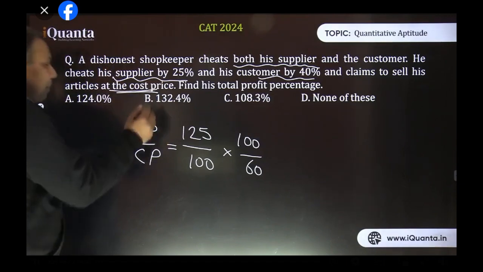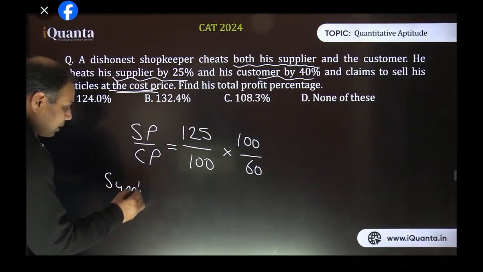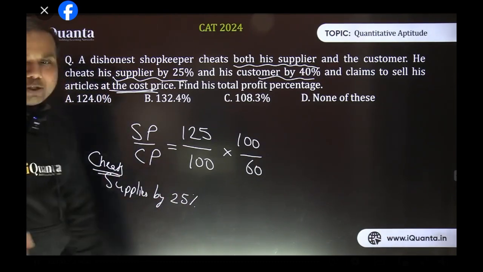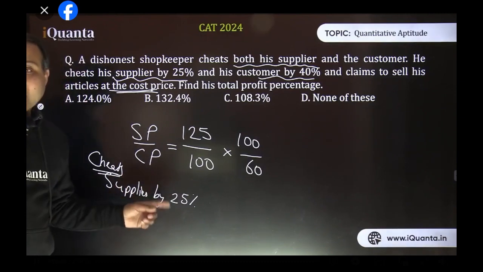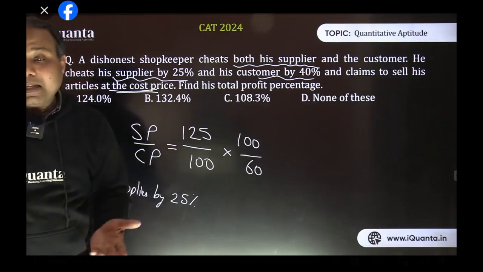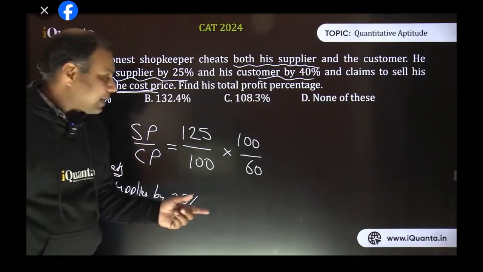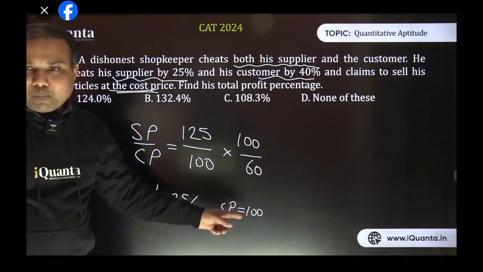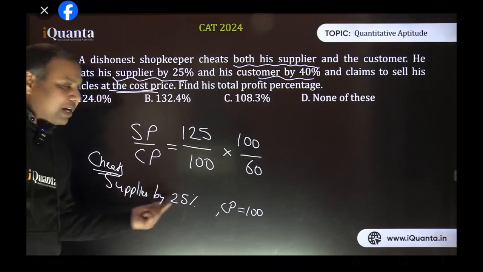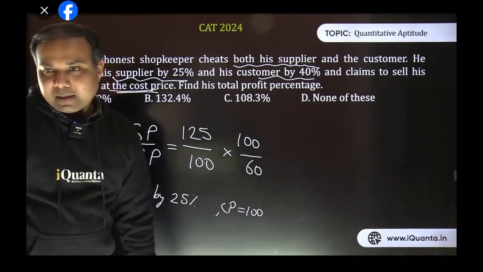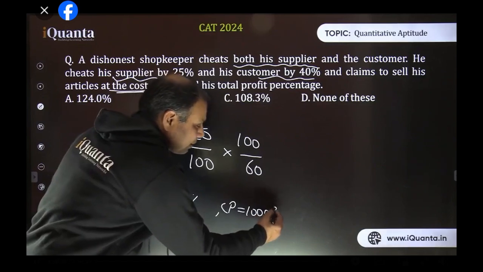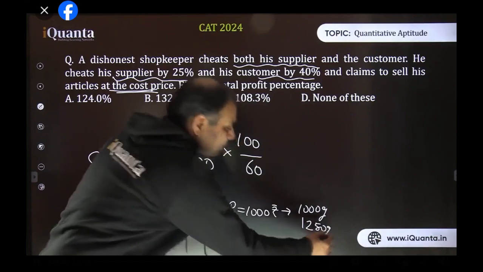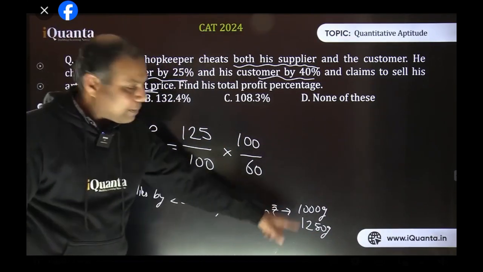When he cheats his supplier by 25%, what does it mean? I told you, when he's cheating the supplier by 25%, it means he is taking 25% extra quantity than what he is supposed to take. How much quantity is he supposed to take? The amount he is paying. So if his CP is let's say 100, he's paying 100 rupees, he must get goods worth 100 only, but he's cheating by 25%. That means he's getting 25% more goods, right? So for 1000 rupees he must have got 1000 grams, but he has got 1250 grams, 25% more quantity, isn't it?